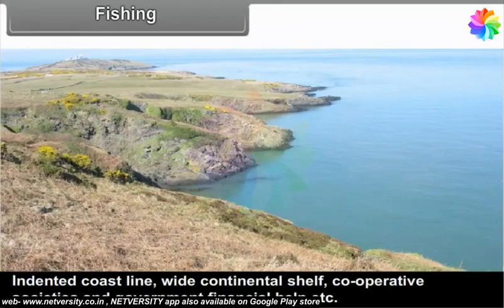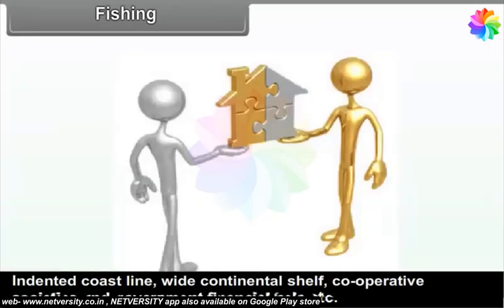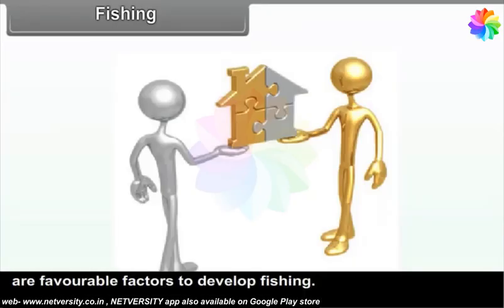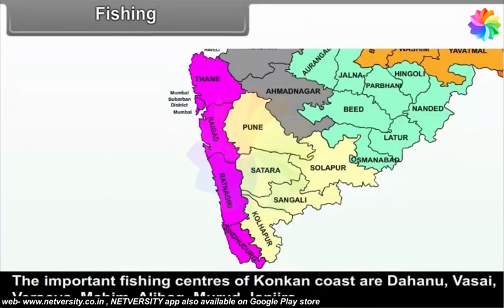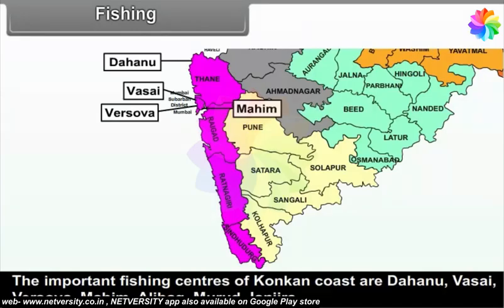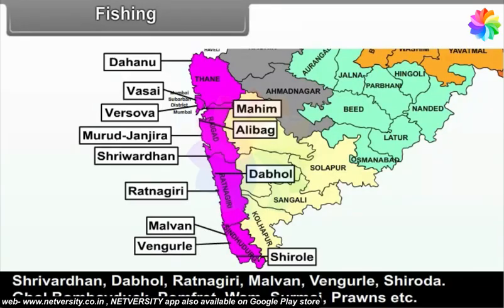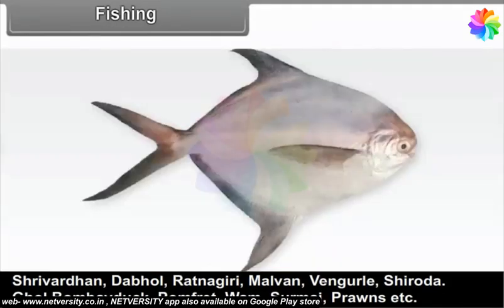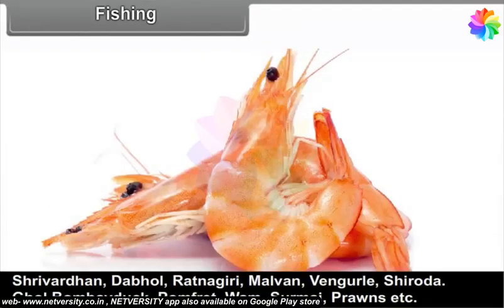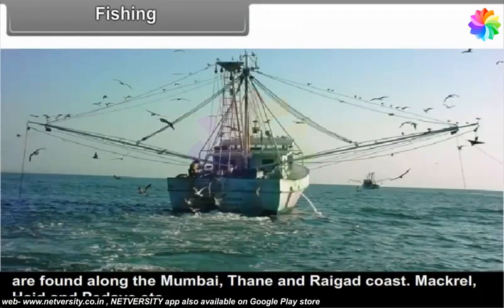Indented coastline, wide continental shelf, cooperative societies and government financial help, etc. are favorable factors to develop fishing. The important fishing centers of Konkan coast are Dahanu, Vasai, Versova, Mahim, Alibag, Murud, Janjira, Shrivardhan, Dabhol, Ratnagiri, Malwan, Vengurla, Shiroda. Ghol, Bombay duck, pomfret, worm, surmai, prawns, etc. are found along the Mumbai, Thane and Raigad coast.